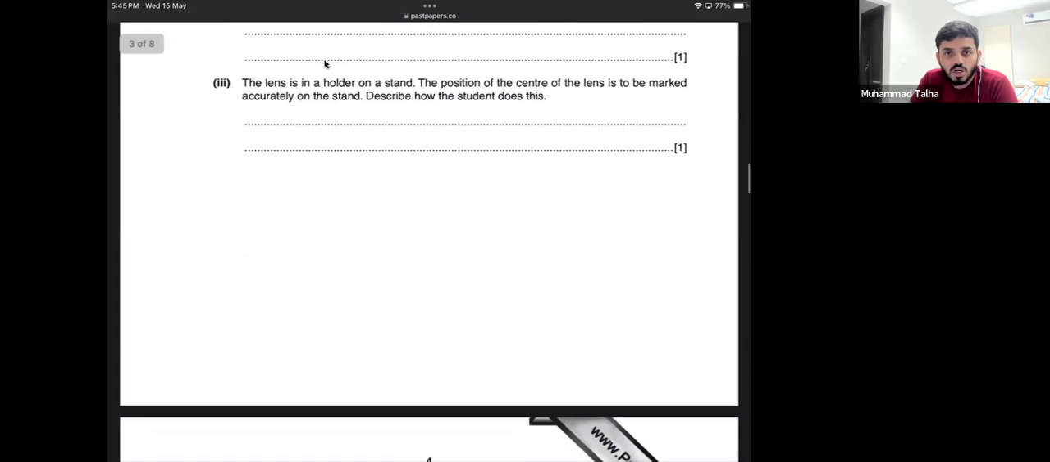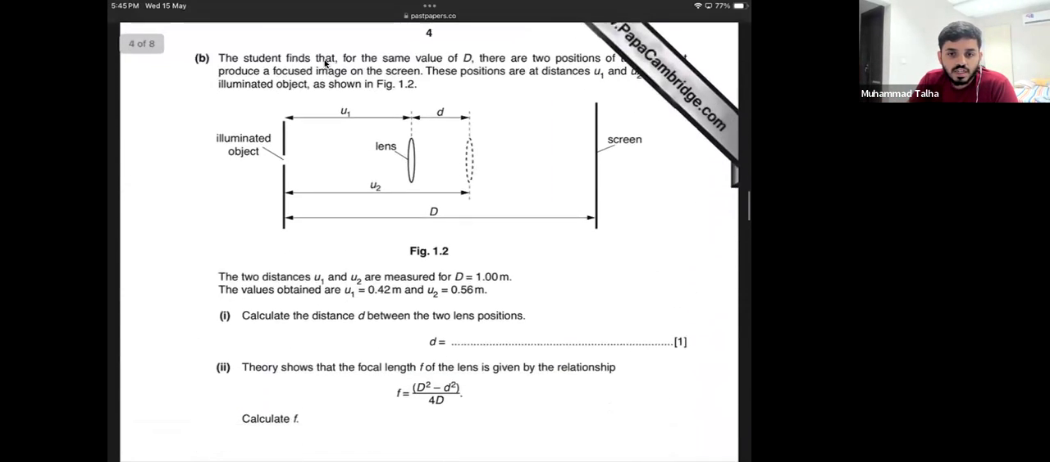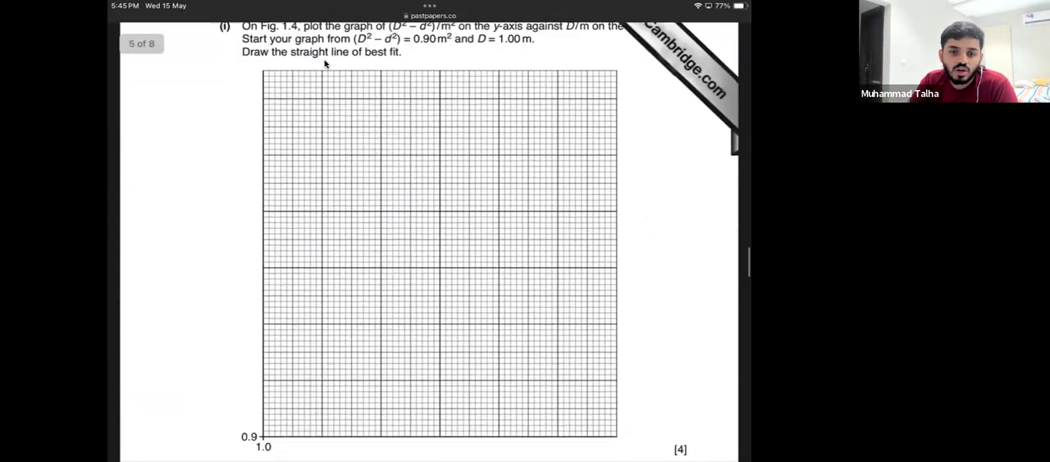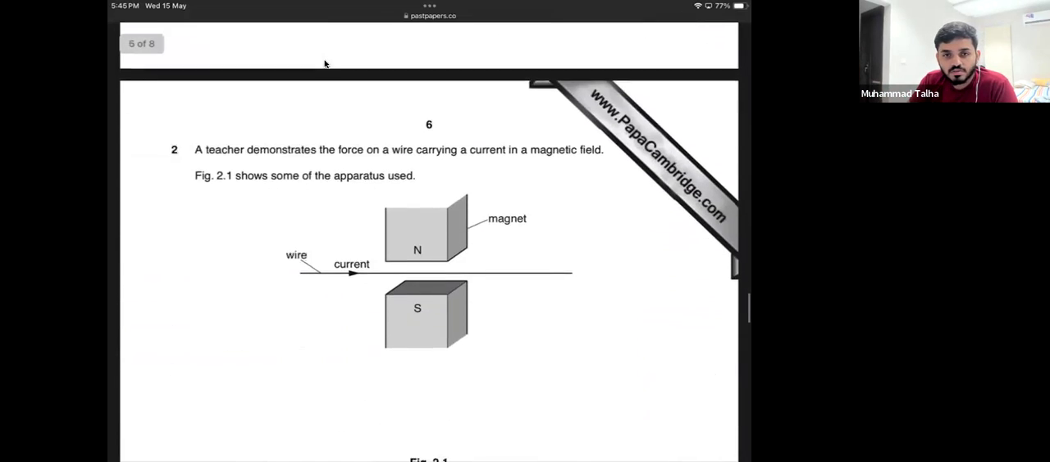The lens is in a holder on a stand. Position of the center of the lens is to be marked. So again, we've also looked at questions regarding this. For example, if this is a converging lens, which is shaped like this, we take both of these ends of the readings and we average them out to get the center. Then you have all of these calculations which the examiner makes you do, and you had a straight line of best fit here. All of this.